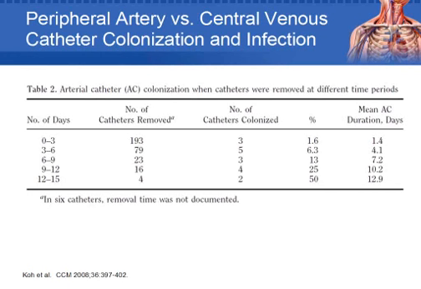Interestingly, if we look at the mean arterial catheter duration in days on the far right, you see that each one of those, the mean day is actually toward the lower end of the spectrum. So for 0 to 3 days it was 1.4, from 3 to 6 days it's 4.1, and when we get to 12 to 15 days it's actually 12.9. So in fact, if the mean was at the upper limit of 3, 6, 9, 12 or 15 days, the percent colonized would be even higher. Obviously, this slide shows that the longer the arterial catheter is in place, the greater the risk for colonization.